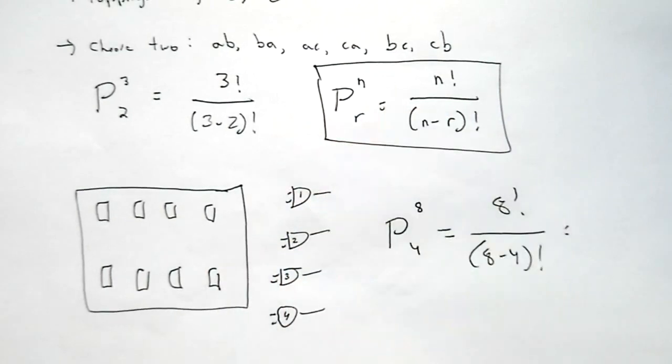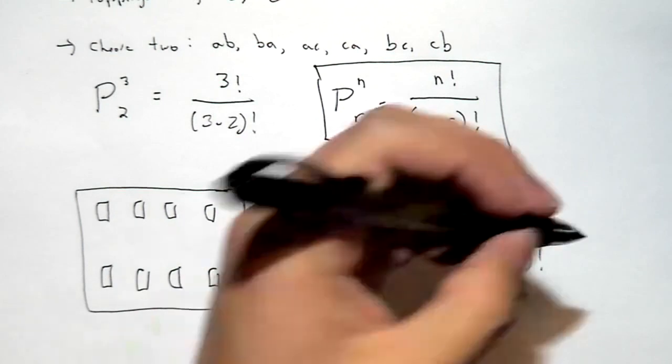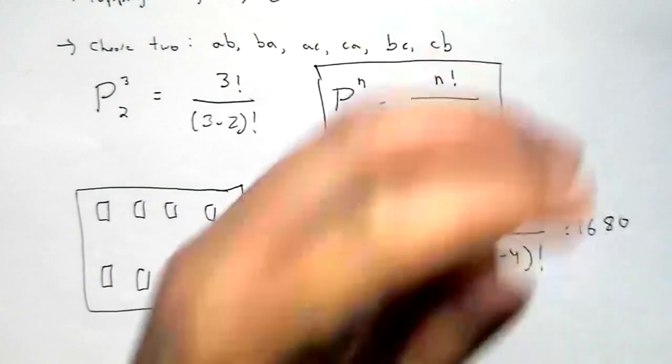How many possible combinations? Somebody said 32. I doubt it's going to be 32. Because remember that the 4 components are different. 1,680. Yep, 1,680.